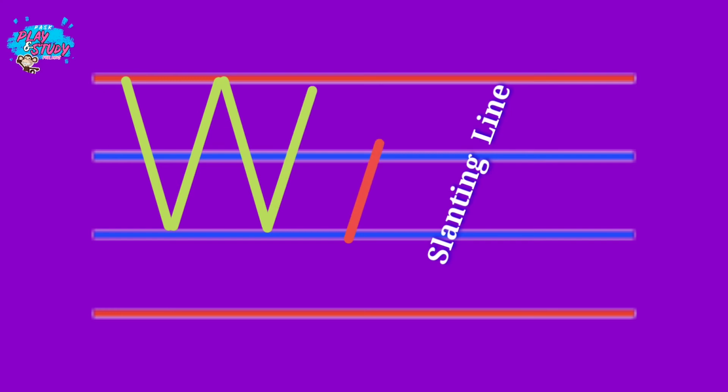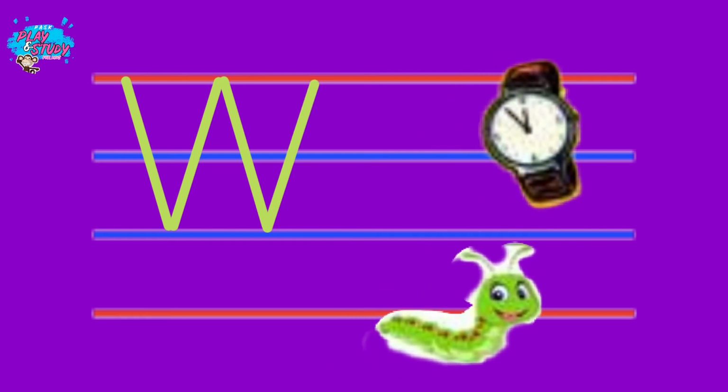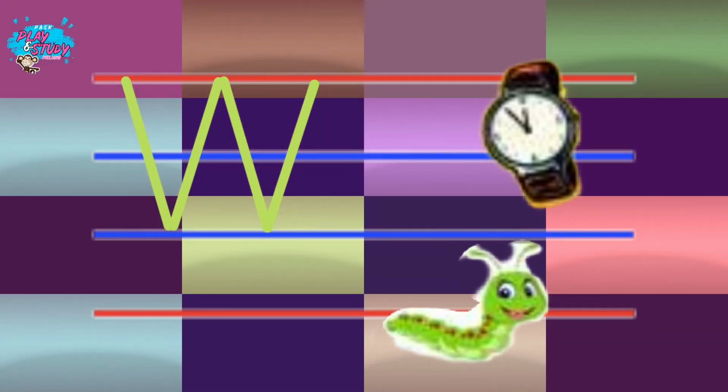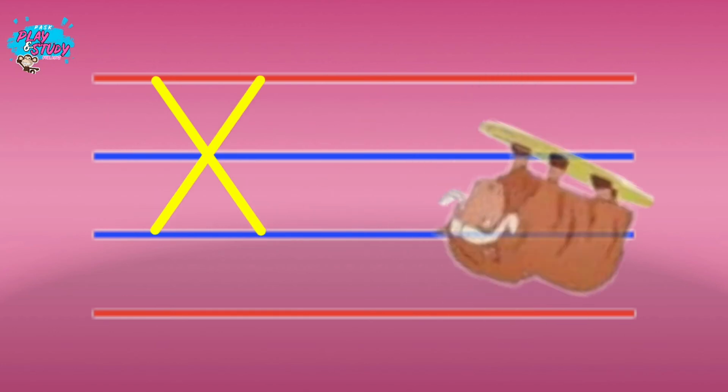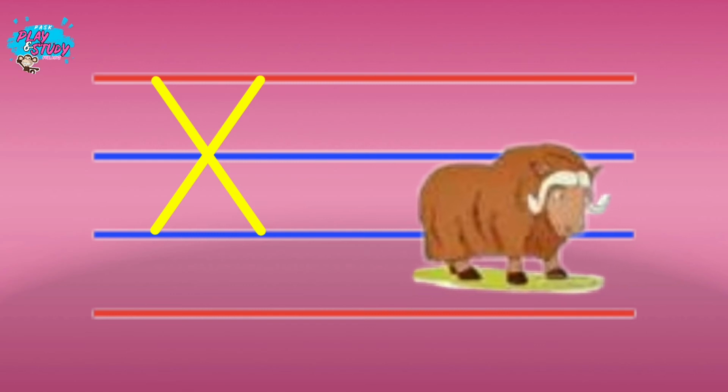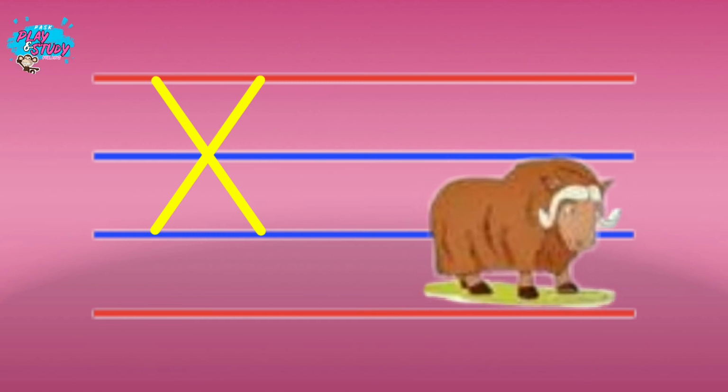Slanting line. W for watch. Slanting line. X for ox.